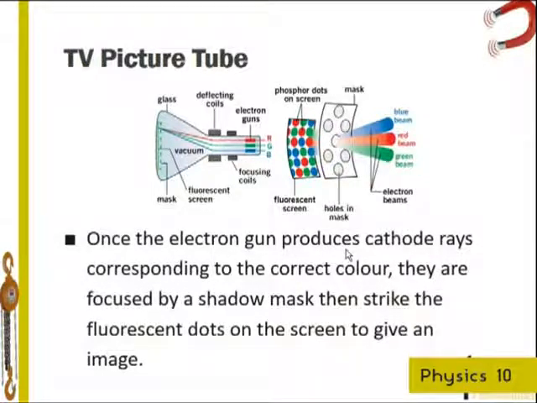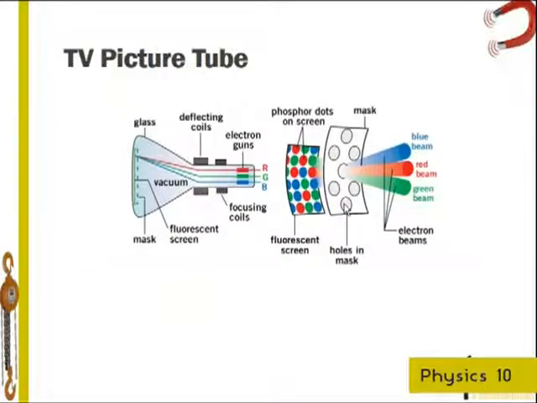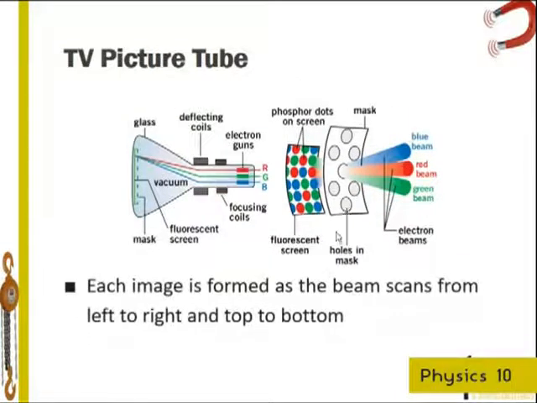Once the electron gun produces cathode rays that correspond to the correct color, they're focused by this mask, which is a shadow mask. It then strikes the fluorescent dots on the screen and gives an image. The image is formed as the beam scans from left to right and from top to bottom. So it's a bit like the X and the Y plates in an oscilloscope.